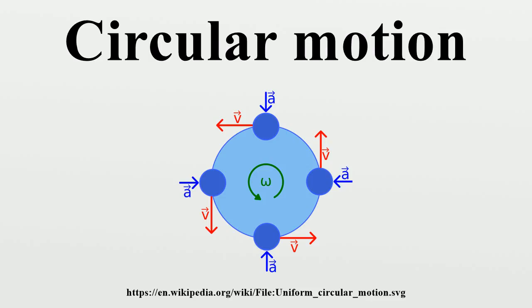Non-uniform circular motion. In non-uniform circular motion, an object is moving in a circular path with a varying speed.